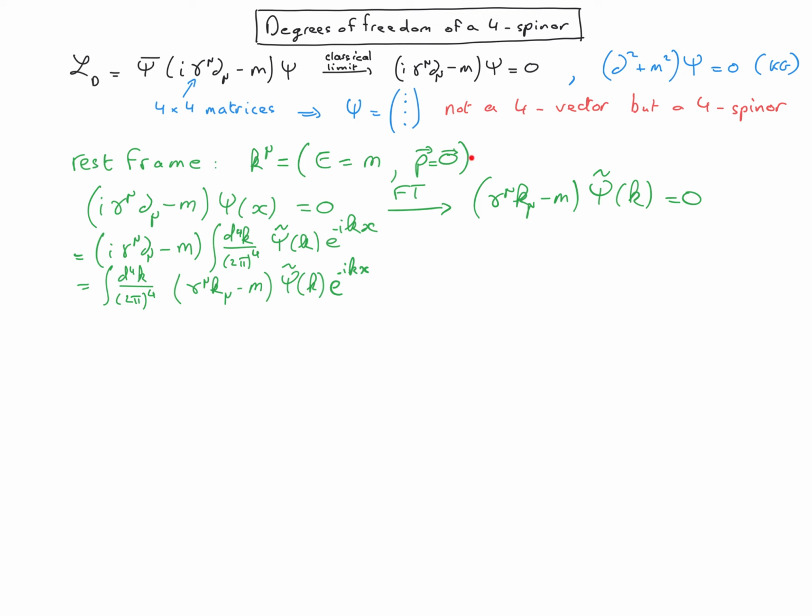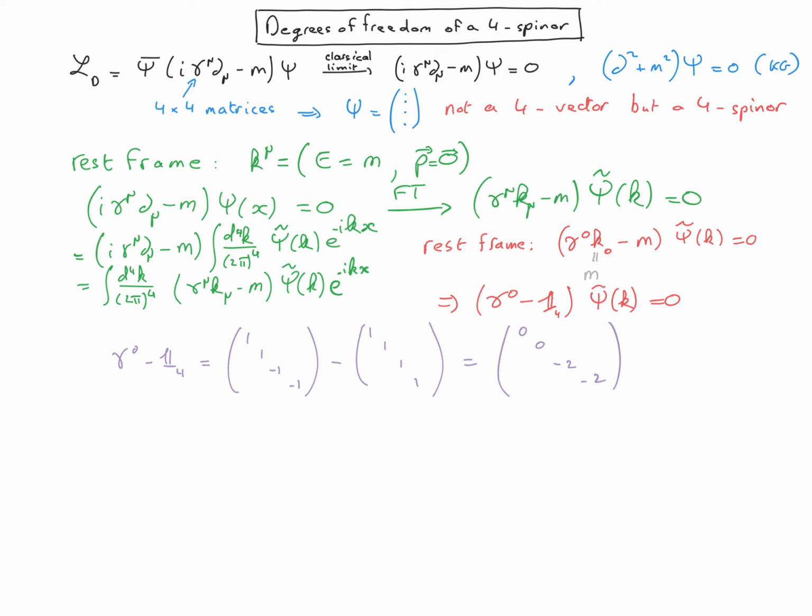Now, going to the rest frame, we see that only mu equals 0 survives. Gamma naught is a 4 by 4 matrix. Therefore, the identity is also a 4 by 4 matrix. So we see that applying this matrix to psi imposes that its two lower components must be 0. In other words, despite the fact that we have a 4 spinor, we have only 2 independent degrees of freedom. Therefore, a 4 spinor only encodes 2 degrees of freedom.